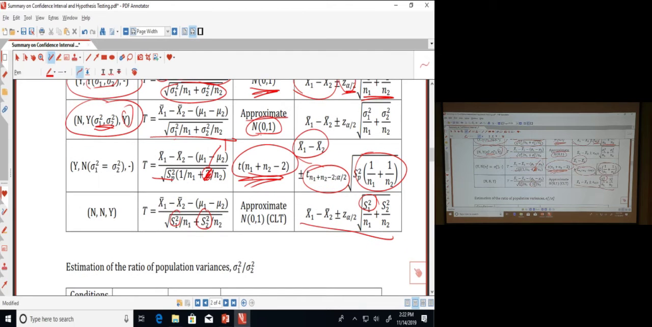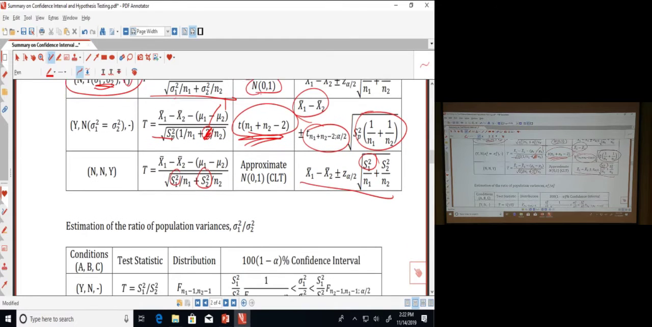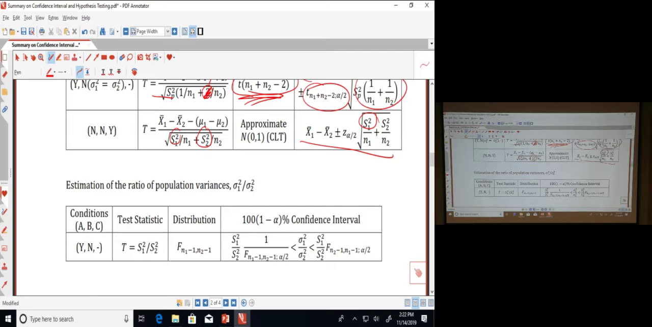Okay, then how about sigma 1 square and sigma 2 square, the ratio of the two? How to get a confidence interval? This one is easier. Only one condition. You must need the normal distribution for both populations. We assume that we don't know the mu's. If you know the mu's, then it's slightly different, which we did not discuss. And then we don't care about the sample size.